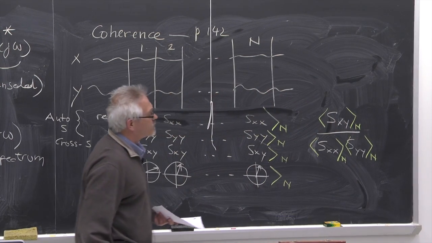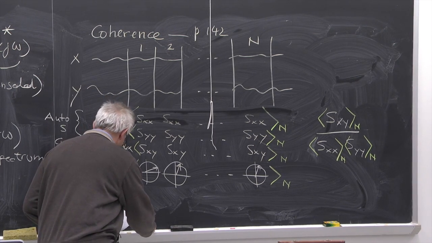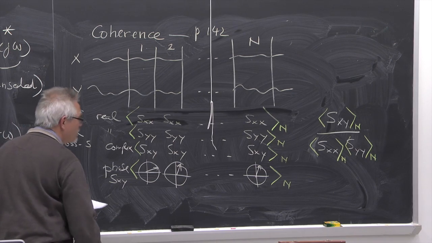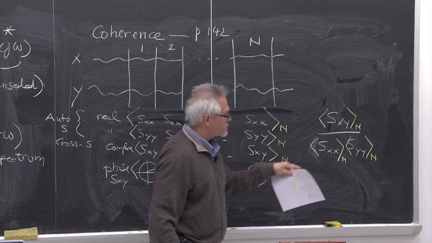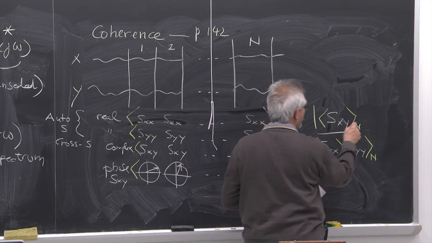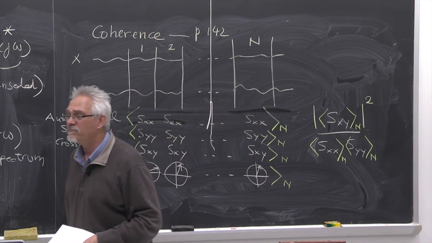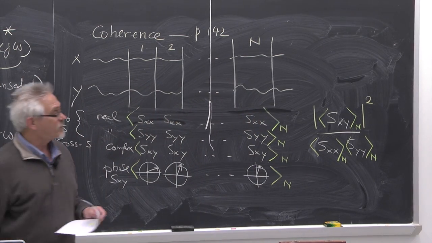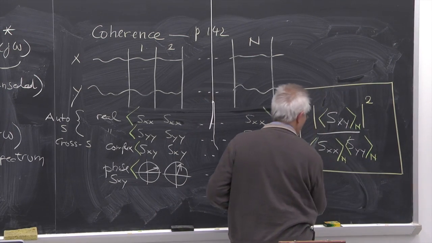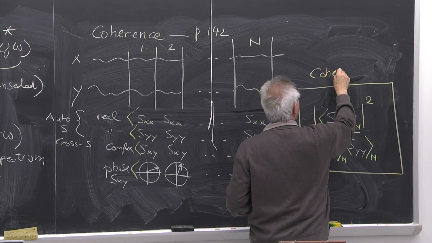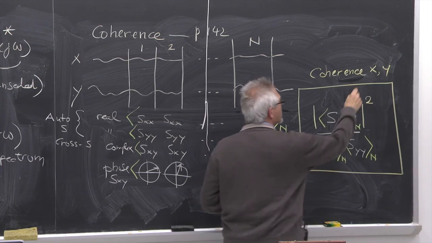So I'm going to determine this coefficient, and because here you can see that I have the product of two spectra, in order to make the dimensionality correct, I'm actually going to square this, and I also take the absolute value. And this is the coherence. So this expression is the coherence between x and y.